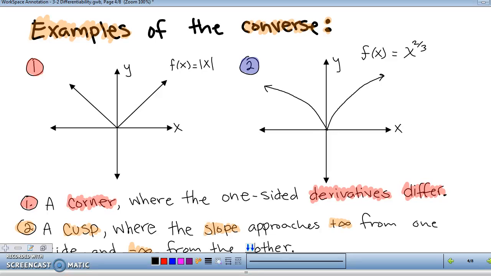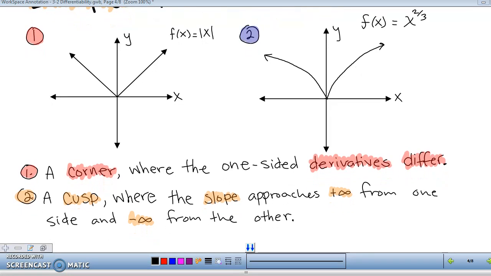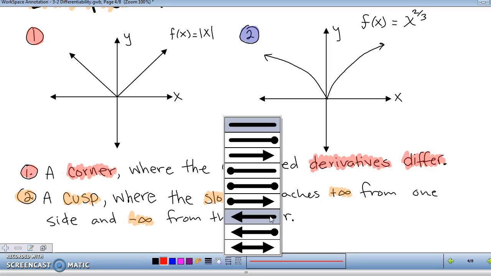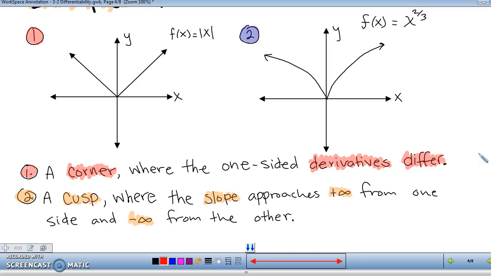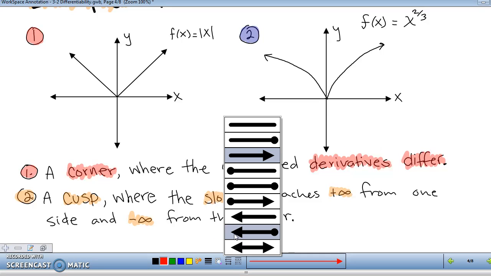Examples of the converse. So here we have two graphs. f of x is equal to the absolute value of x, and f of x is equal to x to the 2/3. So in this first graph, at x equals 0, we have what's called a corner here. A corner where the one-sided derivatives differ. Okay, so you can't draw a tangent line. You can't draw one given tangent line at this corner.